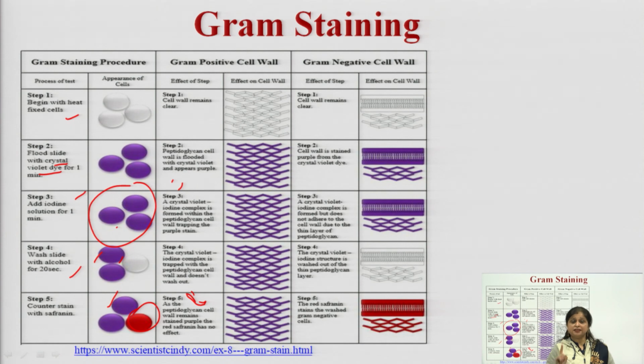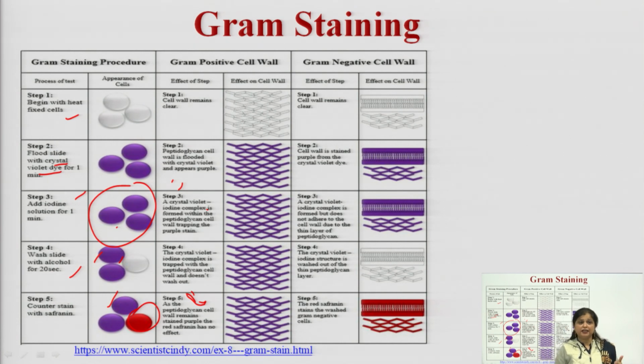That primary reagent is crystal violet. Crystal violet will make the cells colored, and the cells will appear violet in nature. After that, once you have added crystal violet, the second reagent you need to add is iodine. Once you have added the iodine reagent, it will make a CVI complex, a crystal violet iodine complex, within the cells. After adding iodine, the next reagent to be added is alcohol.